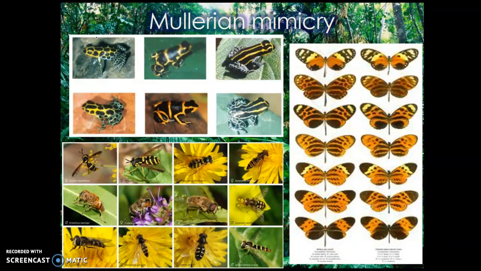Mullerian mimicry. This is basically showing that all of these organisms are dangerous, so they have similar coloring. I like the wasp example the best. These are all different species of wasps. And you can clearly see they have similar coloring, which says, stay away from me.